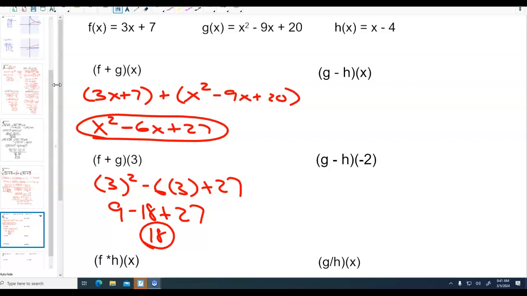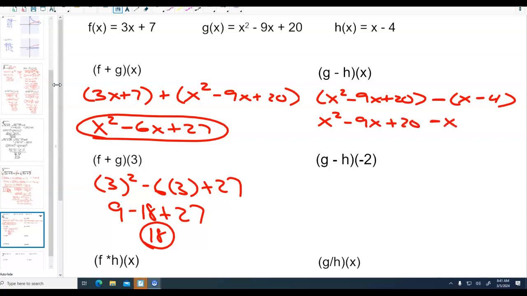When we're subtracting, order will matter here. It's got to be x squared minus 9x plus 20 minus, in parentheses, x minus 4. My advice, don't be lazy. Rewrite the problem with the negative distributed. And then we combine like terms. x squared minus 10x plus 24.